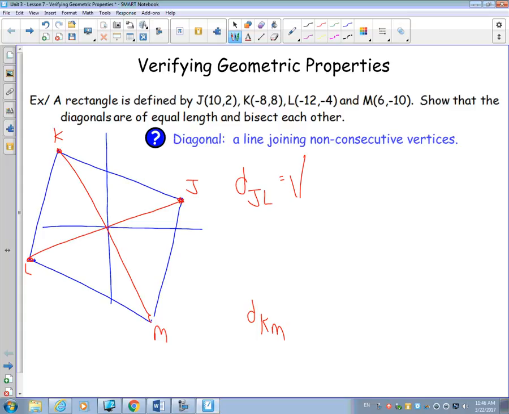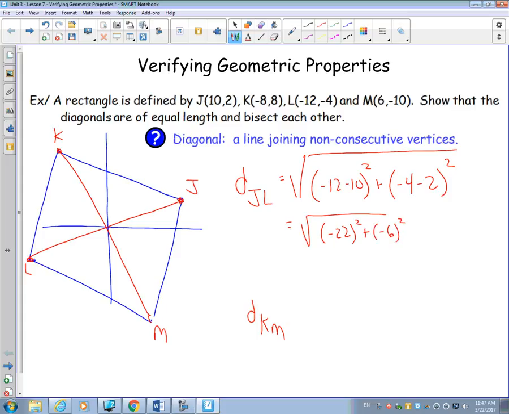Okay, so let's try J to L. X2 minus X1, negative 12 minus 10, squared, plus Y2 minus Y1. We're going to figure out the brackets inside first. So negative 22 squared plus negative 6 squared gives me the square root of 484 plus 36. In other words, 520. I don't care what the decimal is. I just want to be able to compare. I want to show they're the same.